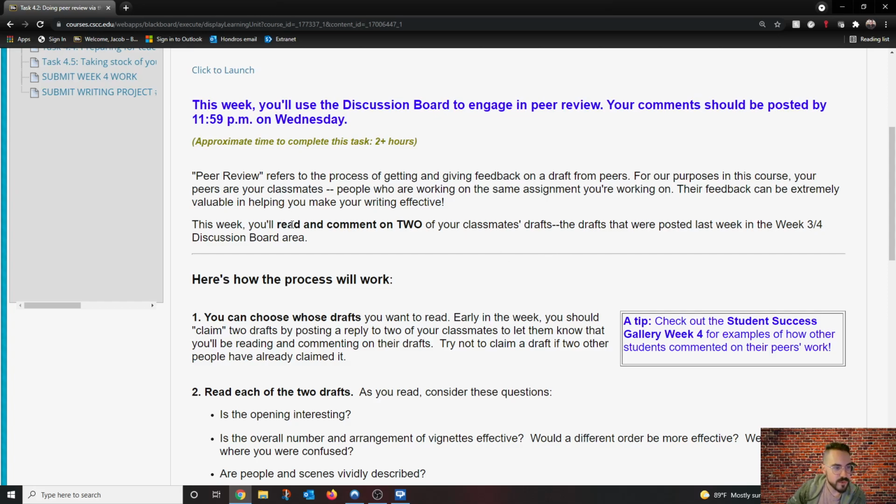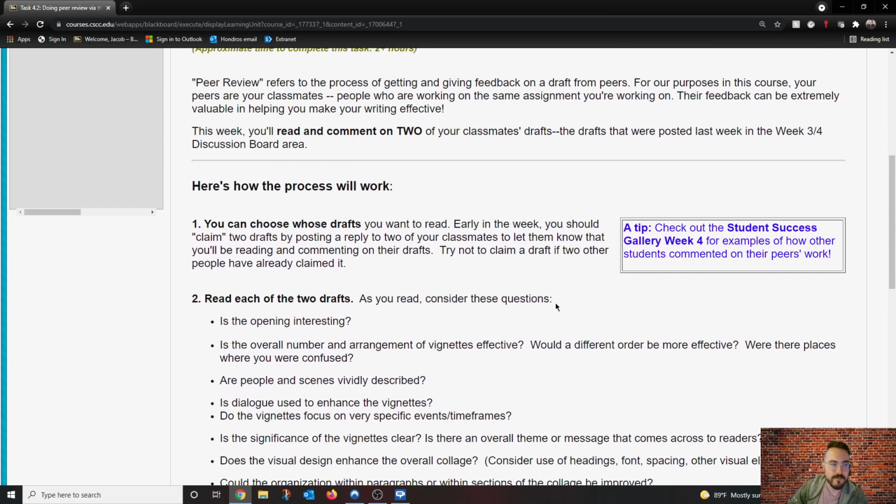This week, you're going to read and comment on 2 of your classmates' drafts. So last week, everyone should have posted their rough drafts to the week 3/4 discussion board. This week, you will read 2 of those drafts and provide feedback. You can choose whose drafts you want to read.